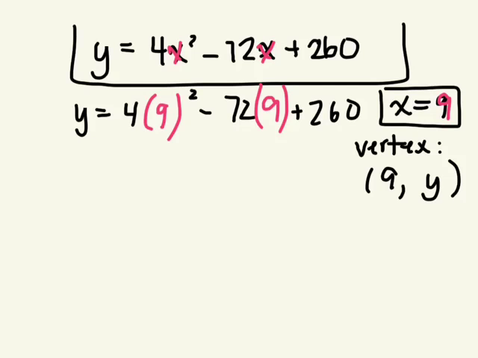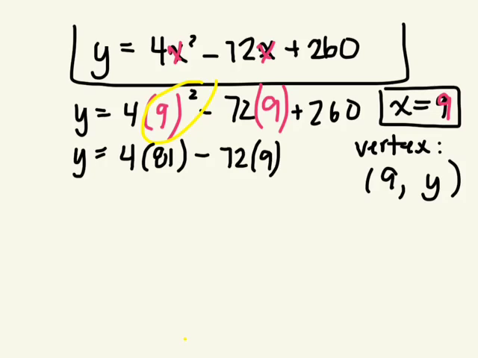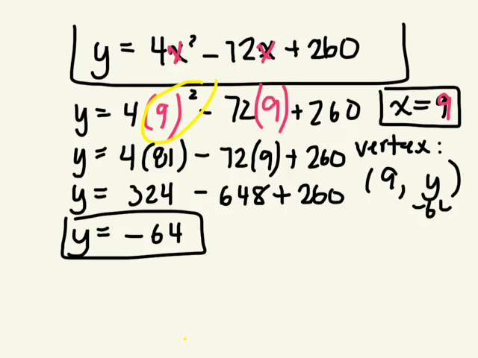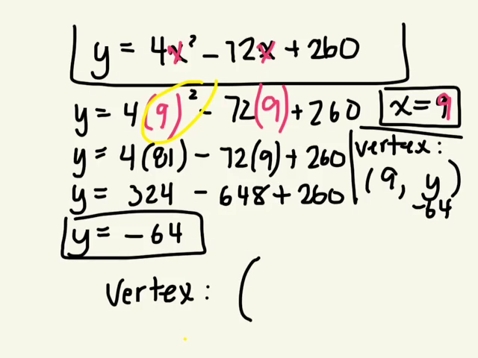Okay, don't forget, we have to follow BEDMAS. We have an exponent. You have to solve your exponent first. 9 times 9? Good. So it's going to be y equals 4 times 81, take away 72 times 9, plus 260. Okay, so 4 times 81 is 324, minus 648, plus 260. Your answer should be negative 64. Okay, that told us the y value of the vertex. So now we know that the vertex is going to be located at 9 and negative 64.